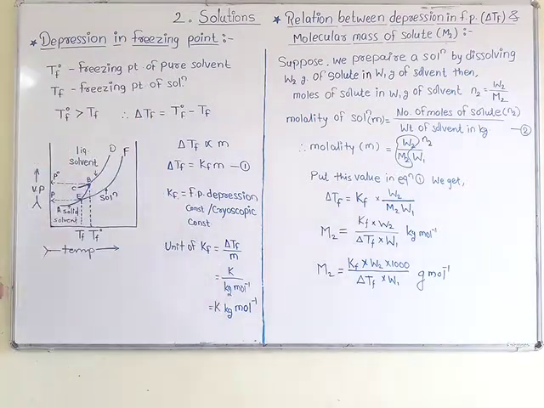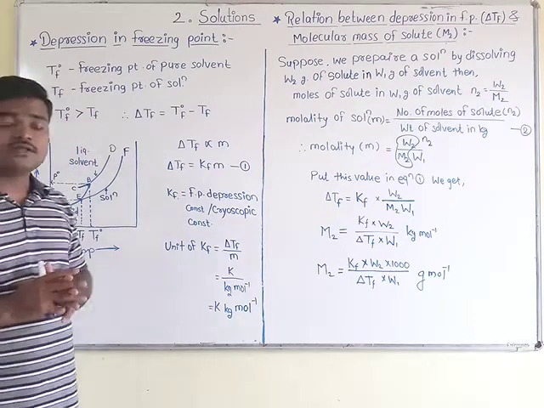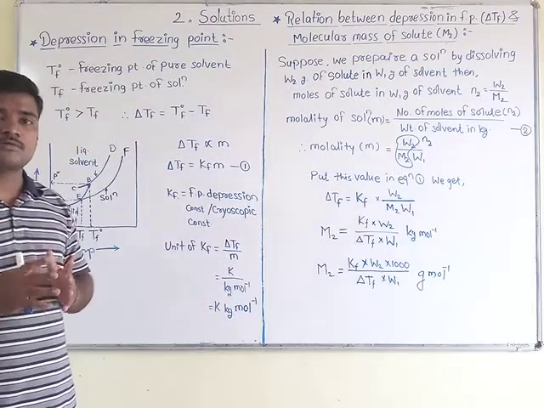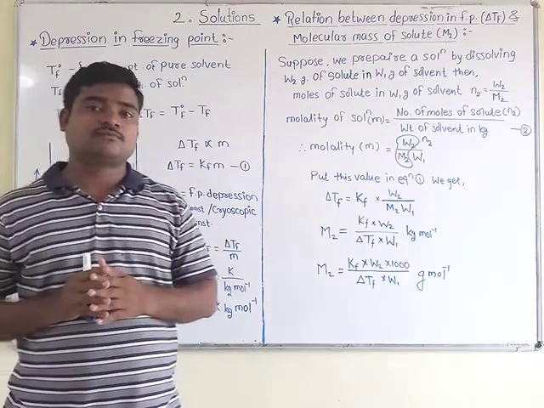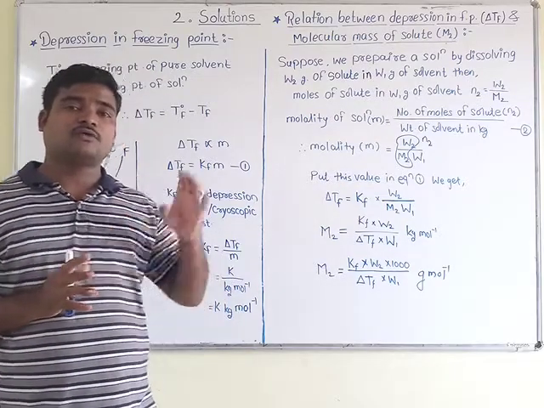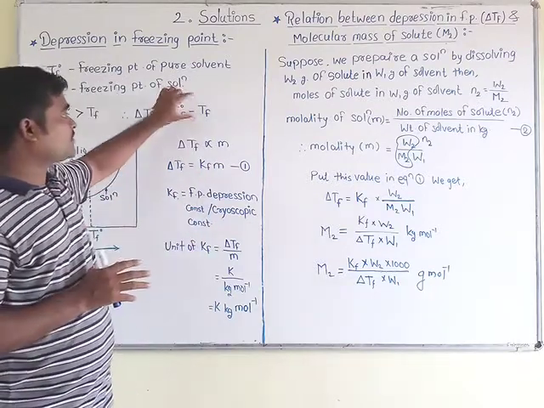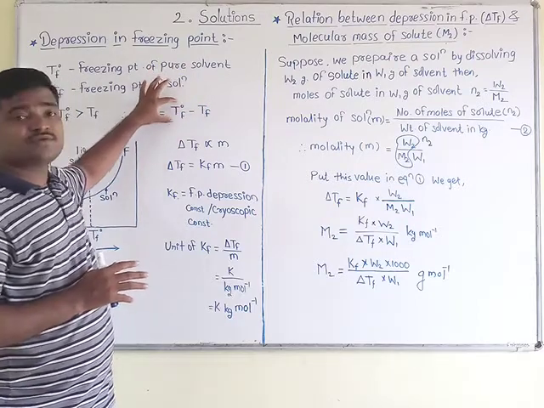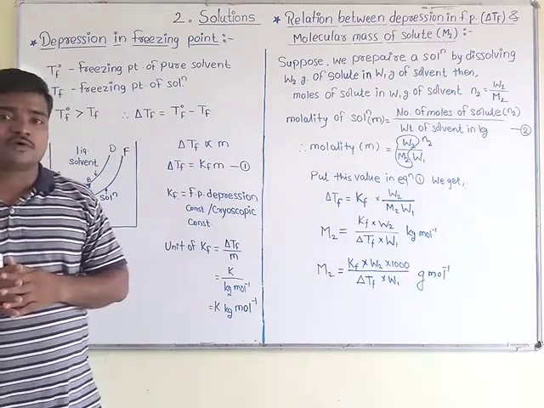So, for better understanding, we are plotting a graph. As we already said, for the pure solvent, its freezing point is always more. Due to the addition of solute in it, the freezing point of the solution becomes lower. Therefore, for getting a positive value, we subtract the freezing point of the solution from the freezing point of the pure solvent, because its value is always more.